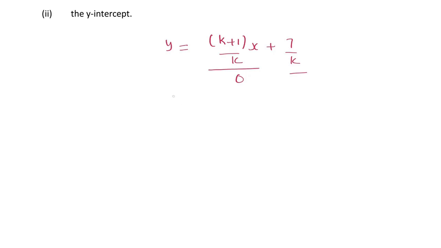Okay, so from Roman 1 above, the value of k equals 1. Then substituting this, we have y-intercept equals 7 over 1, which equals 7.